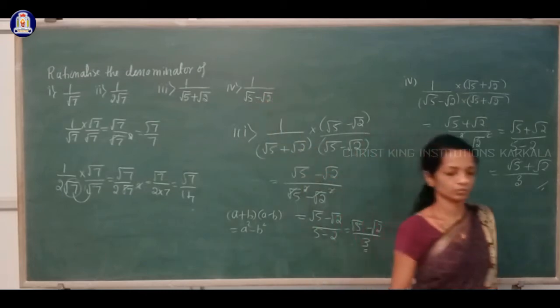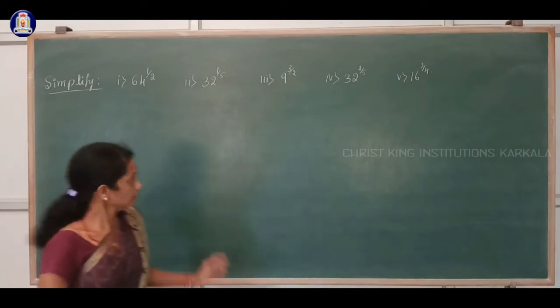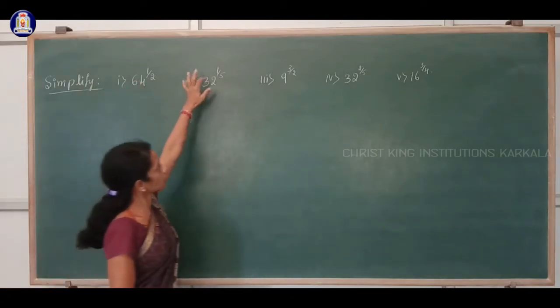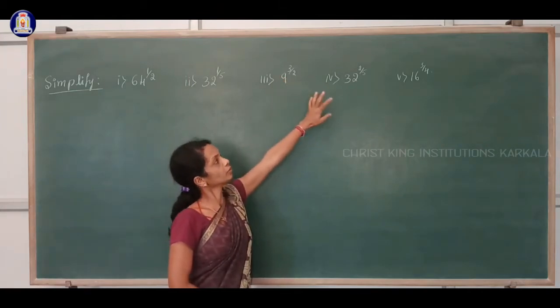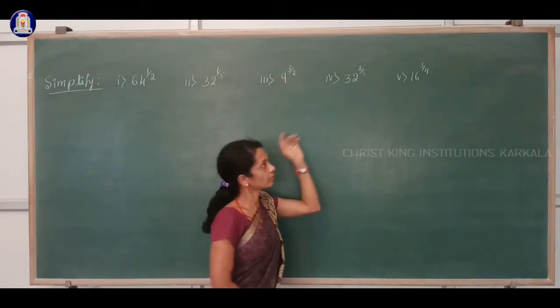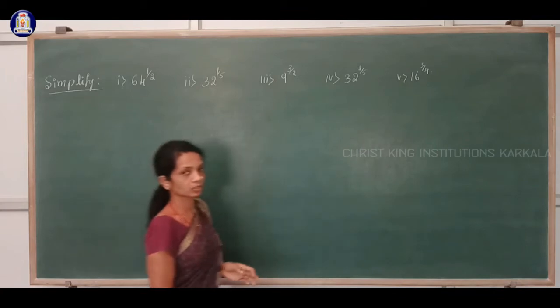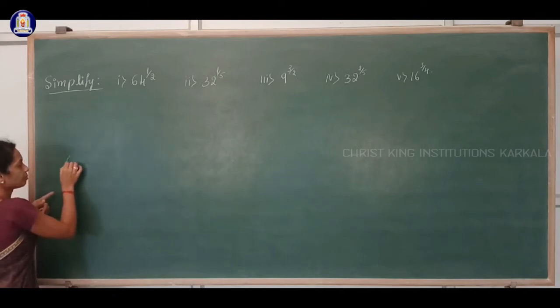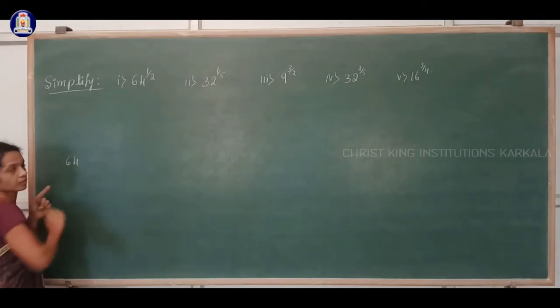Okay. Next is simplify 64 to the power 1 by 2, 32 to the power 1 by 5, 9 to the power 3 by 2, 32 to the power 2 by 5, 16 to the power 3 by 4. Suppose you are given to simplify these types of problems, then you look at the base, the first base being 64.